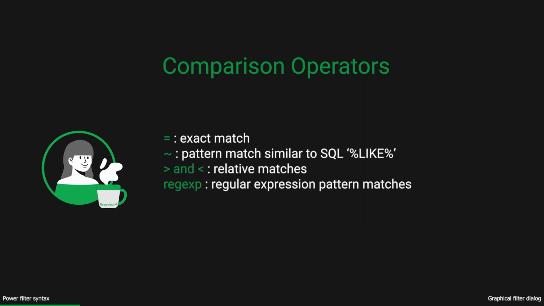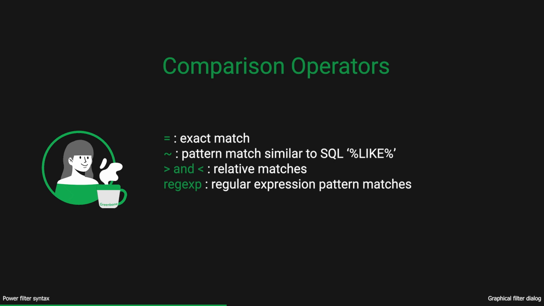Equal sign is used for an exact value match to a field. The tilde character is used for a pattern match for a string, similar to how like would be used in SQL syntax. Greater than and less than are supported, and the regular expression comparison operator allows a regex pattern to be used. If no field is provided, all fields within the scope will be considered. If a field is provided but no value, items with empty value will be returned.